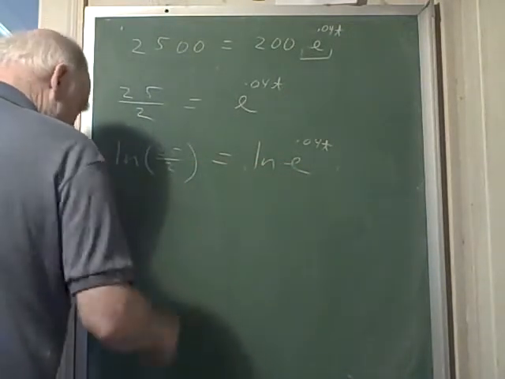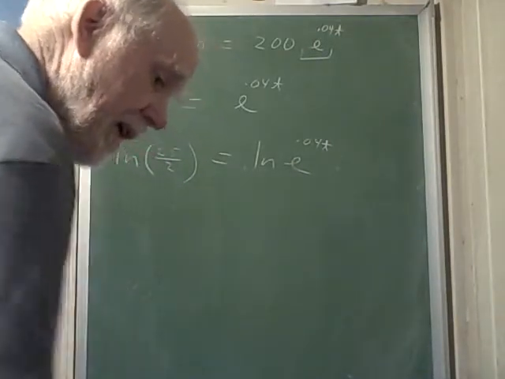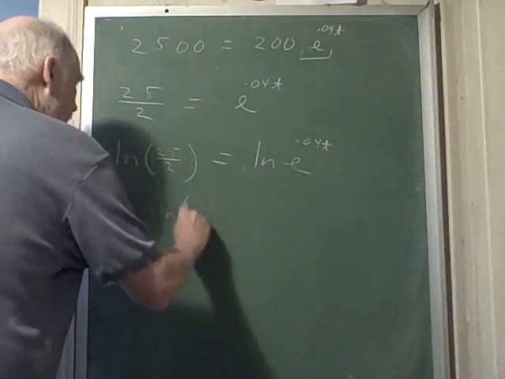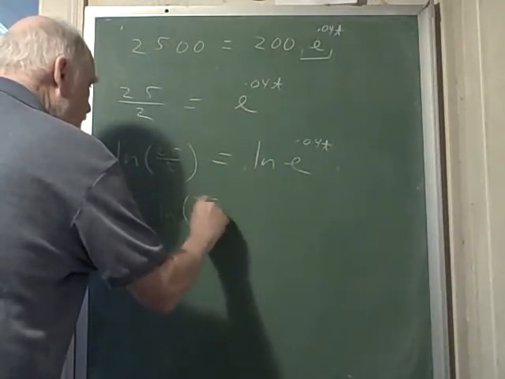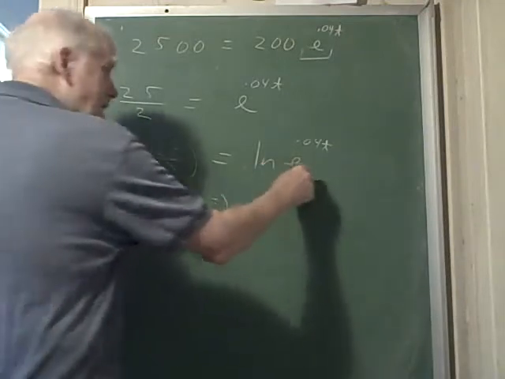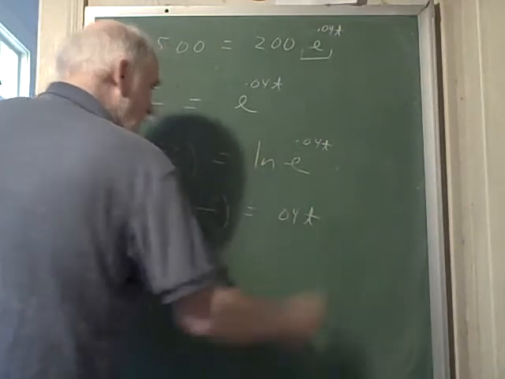Oops. My chalk is not cooperating. Let me try it again. It's too damp or something. The log, and I hope you can read it here, of 25 over 2. I could actually write that as 12.5, couldn't I? And these cancel each other out, so I end up with 0.04 t.